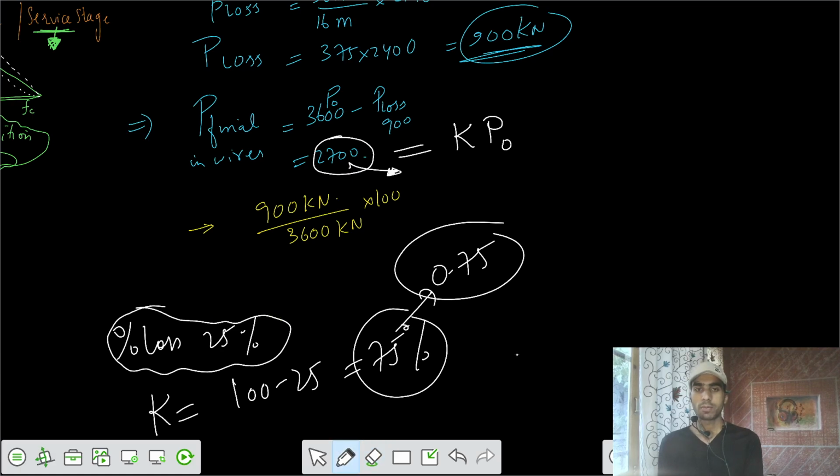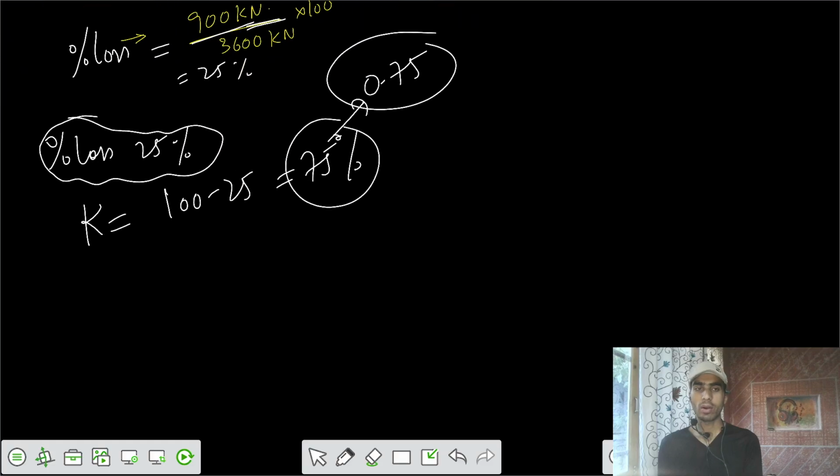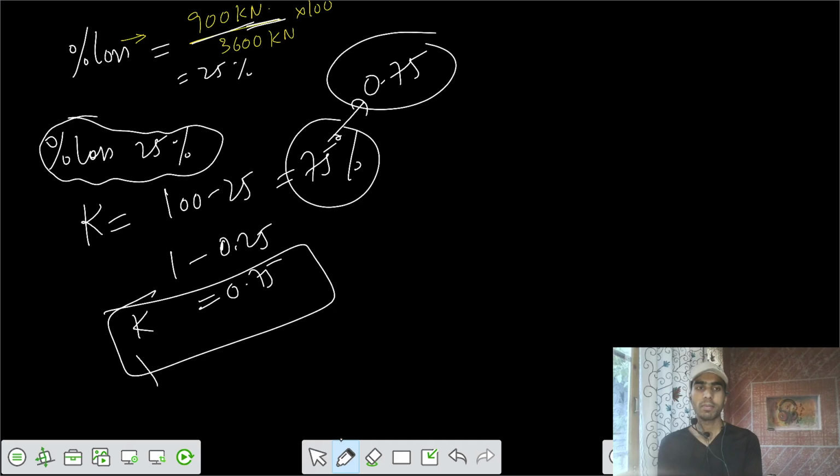I would write this one as percentage loss, that is how much loss has occurred out of the total force. That is 25%. And after that I'm going to write what the K value is, equals 1 minus 0.25. So finally your K value is how much is left. K represents how much is left.